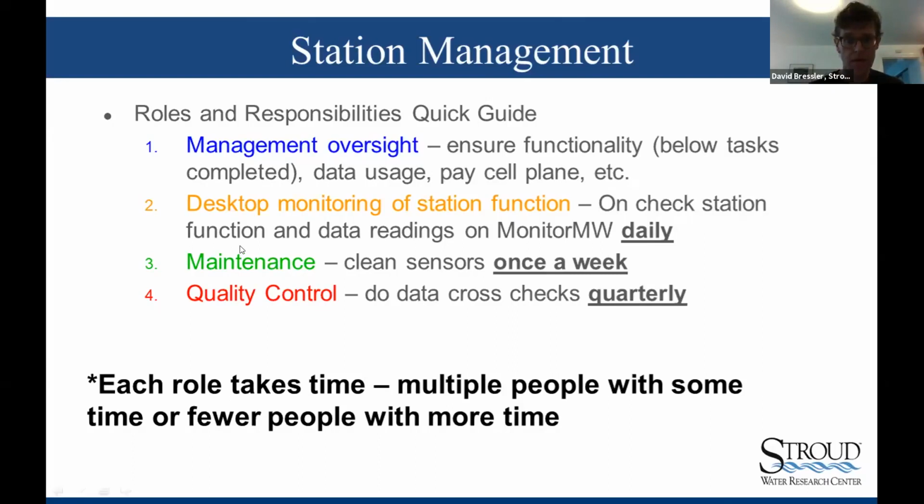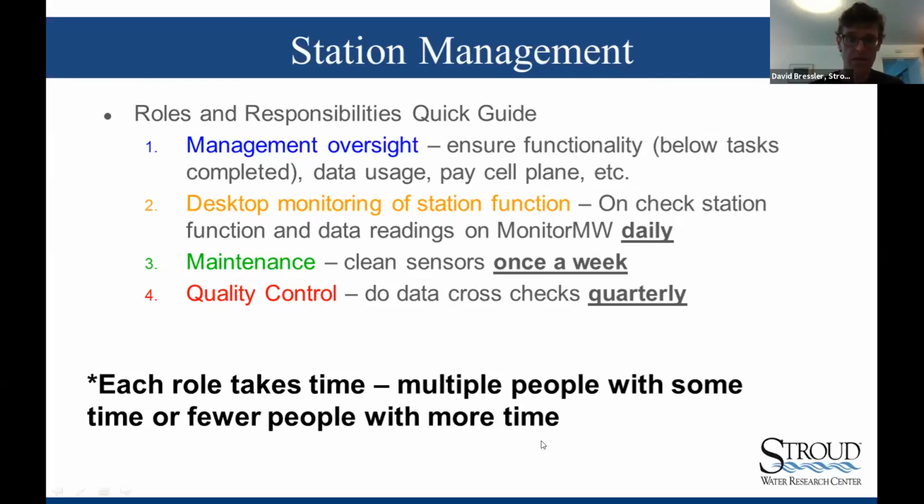Maintenance, we're recommending once a week to clean the sensors. That is, again, situational. It's really dependent on the site. But as a standard, we recommend once a week until you really understand the station enough to know how frequently you need to go for your particular situation. And then quality control, recommended to do quarterly. But again, that can be done situationally according to what you're seeing with the data. If you see some wacky data, you can go out and check it to make sure.